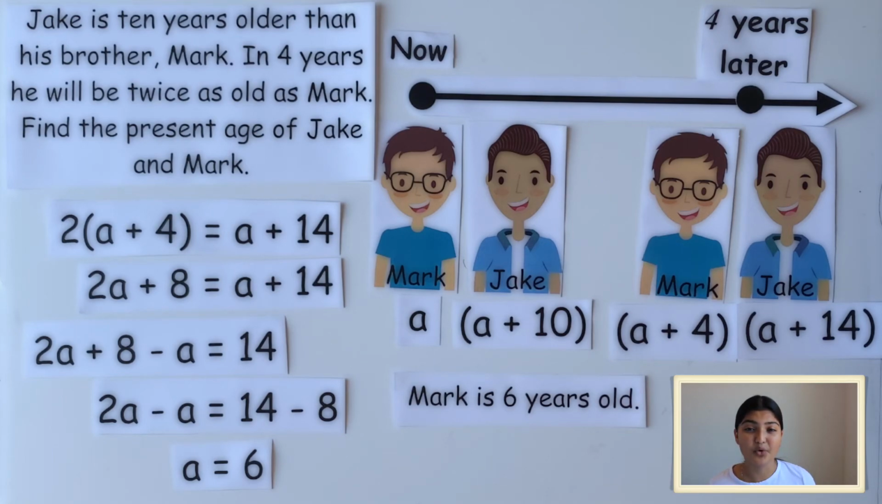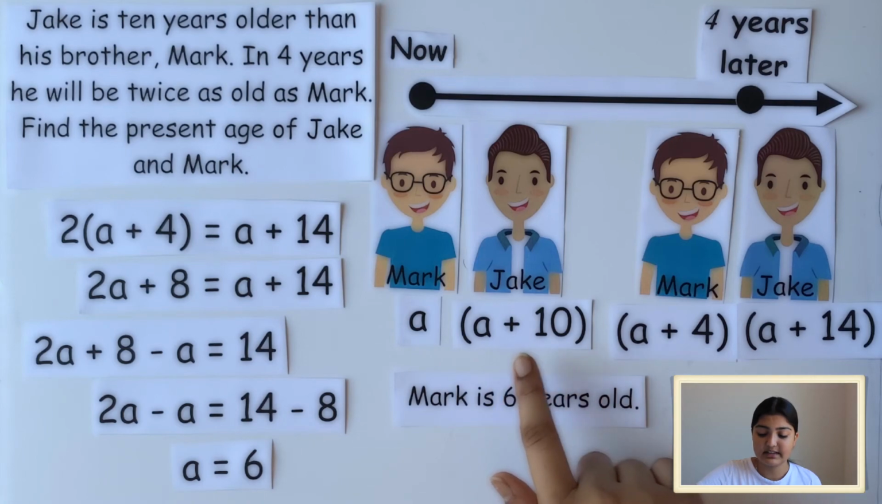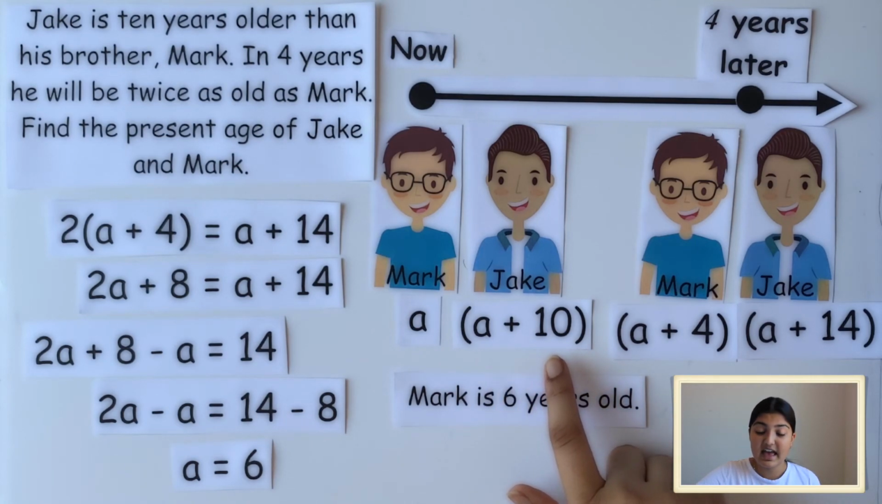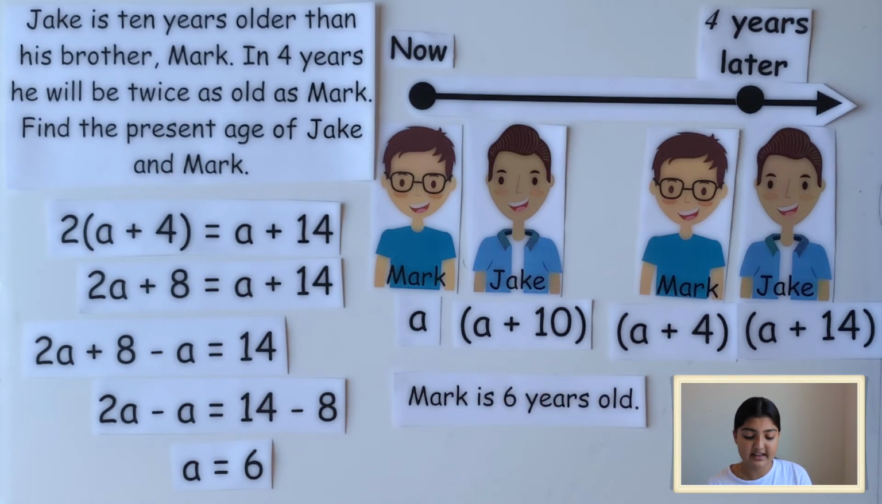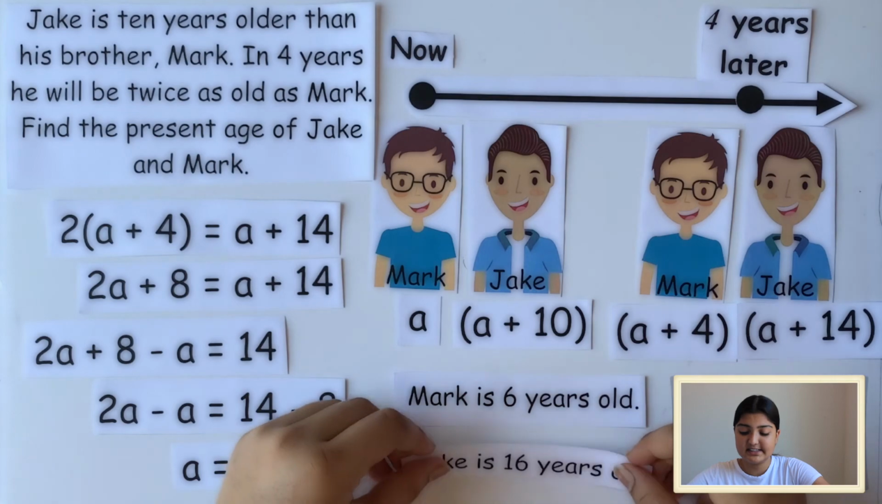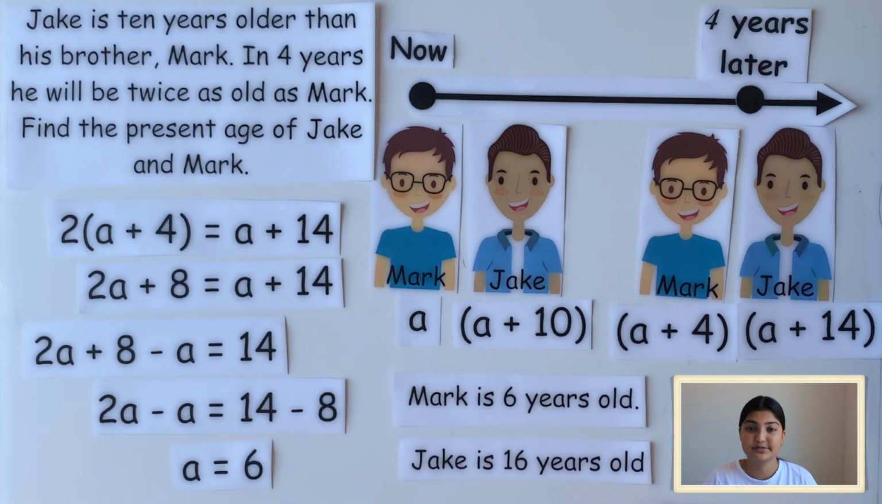But how old is Jake now? Well, we assumed that Jake's age is A plus 10. And we know A is 6. So we can add 6 plus 10 to get Jake's age, which is 16 years old.